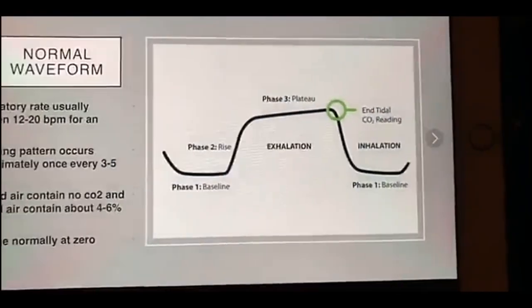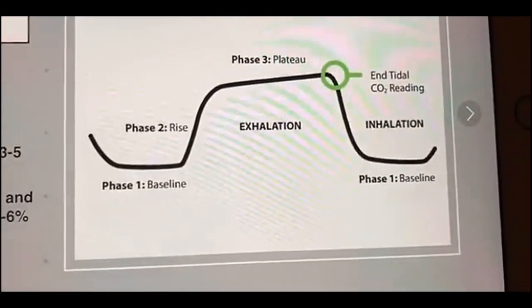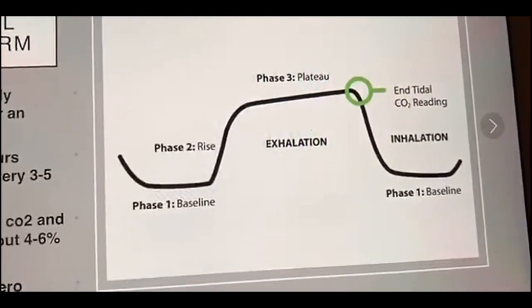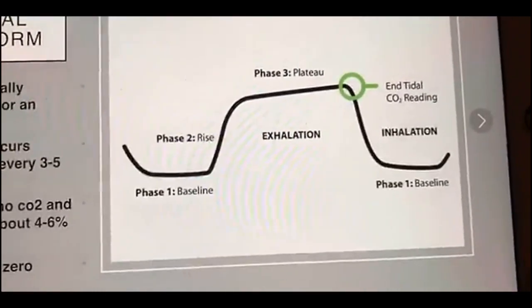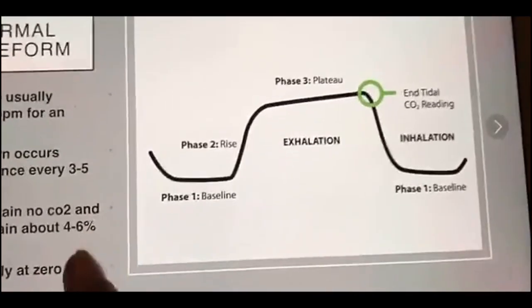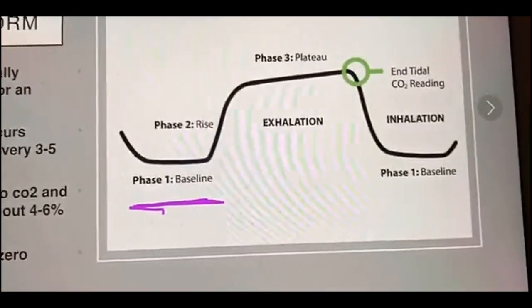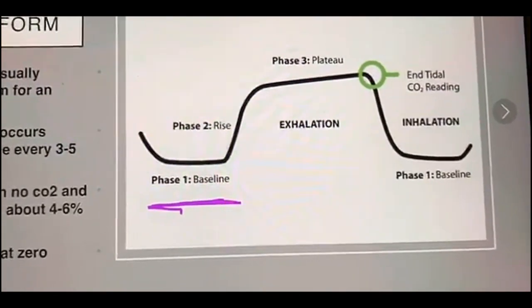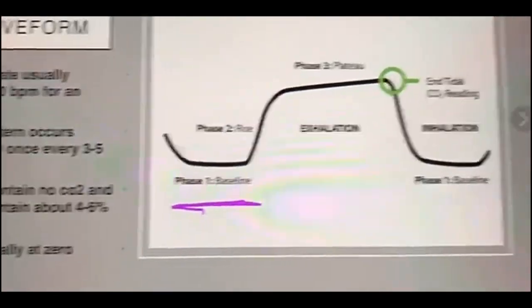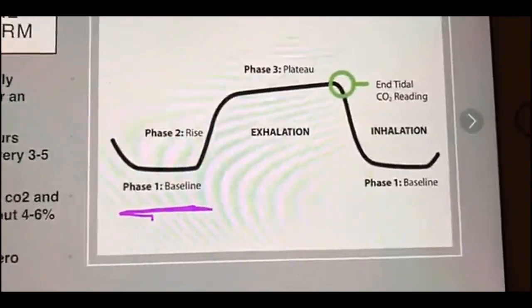Now I will start talking about the phases of a normal waveform. Usually there are 3 phases, and some sources say 4, but it's the same concept. Anyway, we will start with phase 1, which is the baseline. It reflects the inspiratory baseline, which normally starts from 0, because, as we mentioned earlier, the inspired air doesn't contain any amount of CO2.